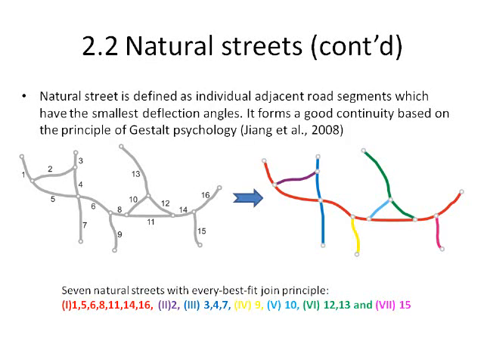Natural street is defined as individual adjacent road segments which have the smallest deflection angles. It forms a good continuity based on the principle of Gestalt psychology. We can see that there are 7 natural streets in different colors, which are formed by the every-best-fit joint principle.